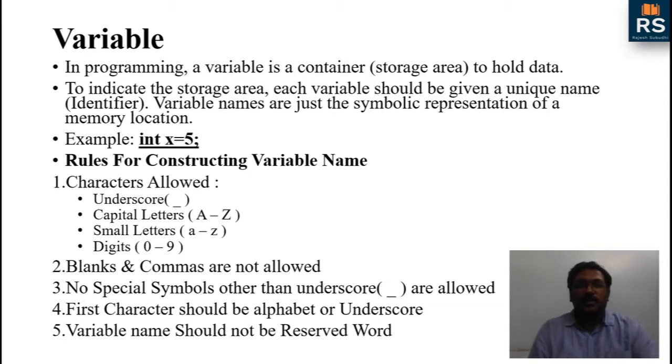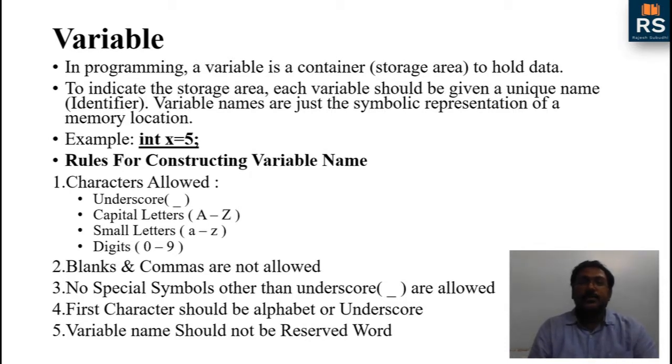What is the second rule? No blank space and comma are allowed. That means you cannot give a space in your variable name or identifier. Similarly, you cannot use a comma in an identifier or variable name. The third rule is no special symbol other than underscore is allowed. As I already mentioned, no special character other than underscore. That means you cannot use star, hash, or at the rate, but you can use underscore.